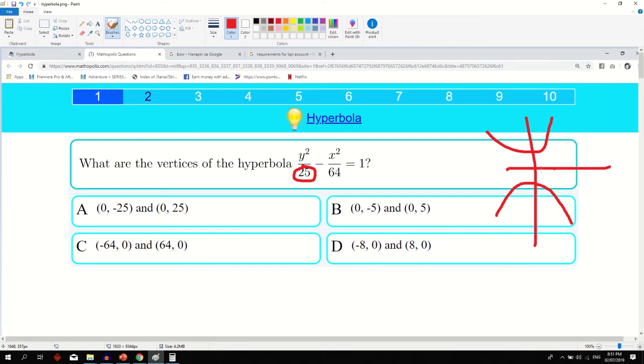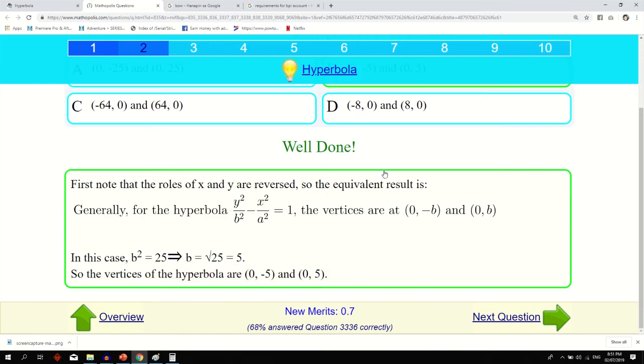Okay, so let's see. What is the square root of 25? It is 5. So this one is 5, this one is 5. If this is 0, 0, then this one should be 0, negative 5, and 0, positive 5. This one should be B.